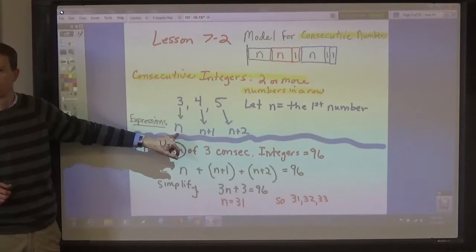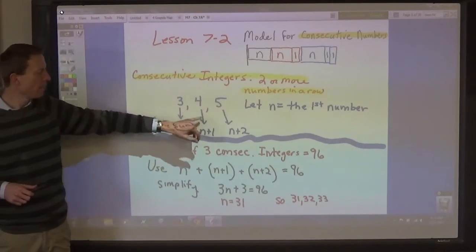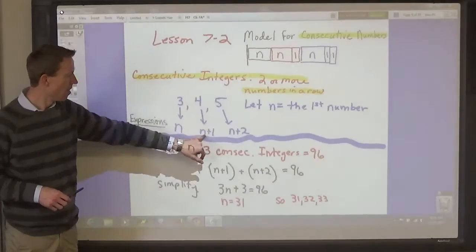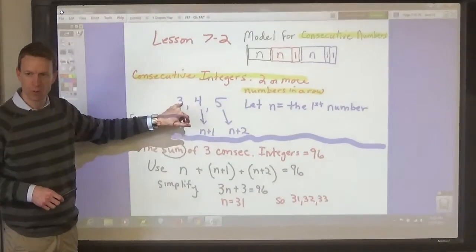Brett, get focused. And then n plus 2 is the next one. Skipping, adding 2 to the first one.